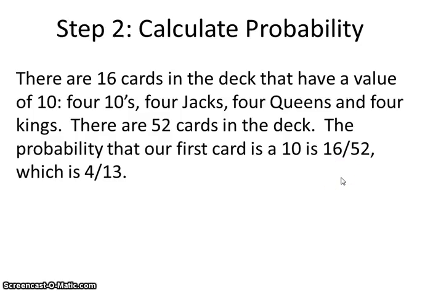So we know that there are 16 cards in a normal deck that have a value of 10. We've got the 10s, the jacks, the queens, the kings. There's 4 of each. So for our first card, the probability that our first card is a 10 is going to be 16, those are the total number of successes, over 52, which is the total possible outcomes. When we reduce that fraction, we get 4/13.